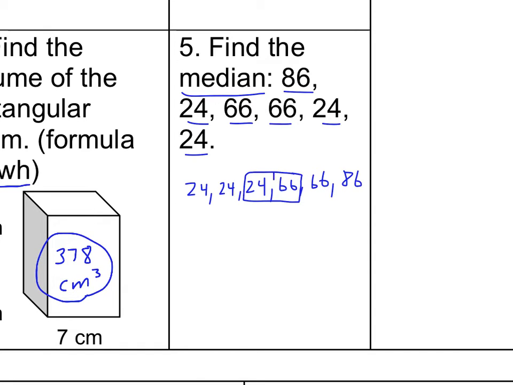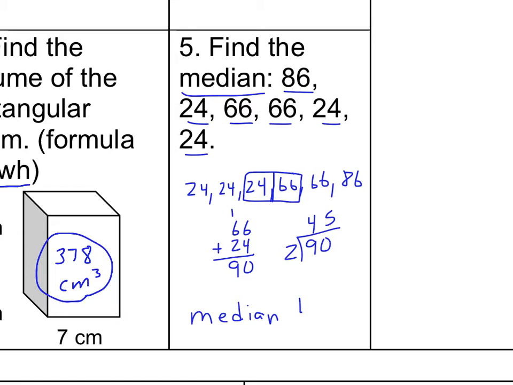Now what we're looking for is what's directly between them. So we're going to add up 66 and 24, and we're going to find the mean of these two numbers. And that will tell us what's right in between them. So we end up with 90 when we add them together. And now we're going to do 90 divided by 2, which is going to be 45. So we can write that right down here. The median is 45. I like to circle my answers.